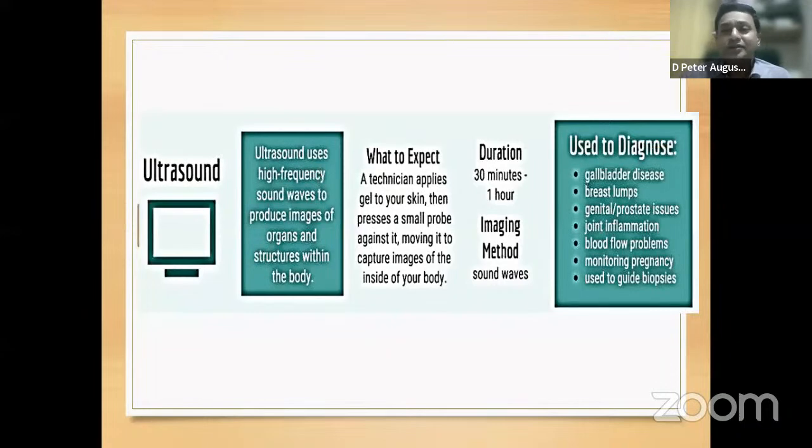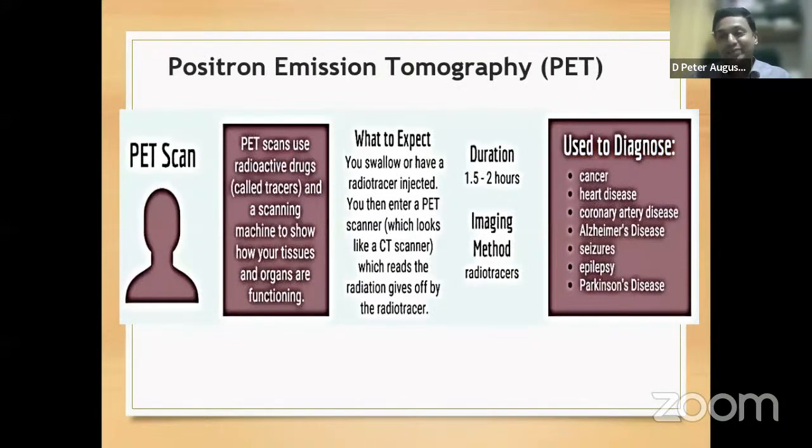Okay, ultrasound is a simple thing, we know that. It is used for the gallbladder, breast lumps, and prostatitis, blood flow problems, monitoring pregnancy, and biopsies, all these. Okay, fine. The next part is PET. Yesterday the doctor was talking about that very beautifully. Positron emission tomography is currently being used effectively in the medical field.